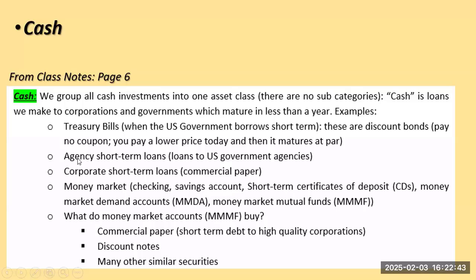Agencies are just other parts of the US government. They typically have a slightly higher return, but not dramatically so. They tend to be pretty liquid and tend to have pretty good quality. Corporations do borrow short term. It's called commercial paper. When I was at USAA, they had like a $3 billion commercial paper program. Usually it's very high quality entities. So they can borrow at really, really low rates for short term. So those are the typical short-term securities.